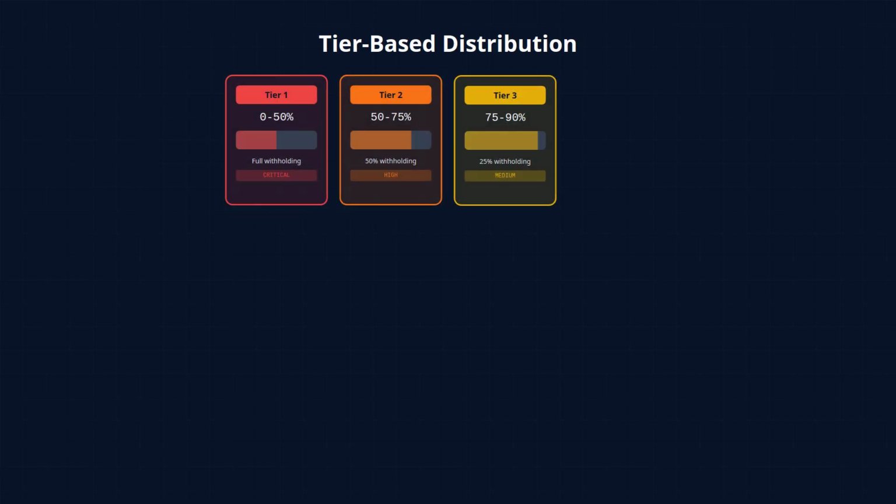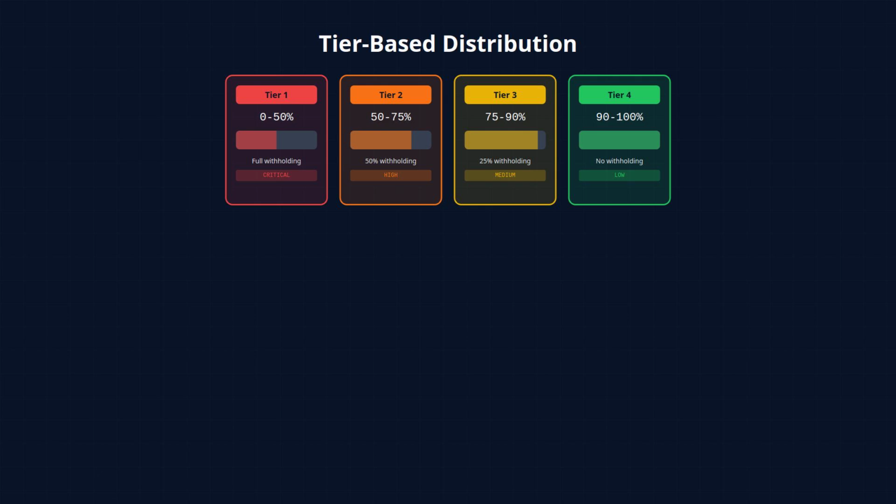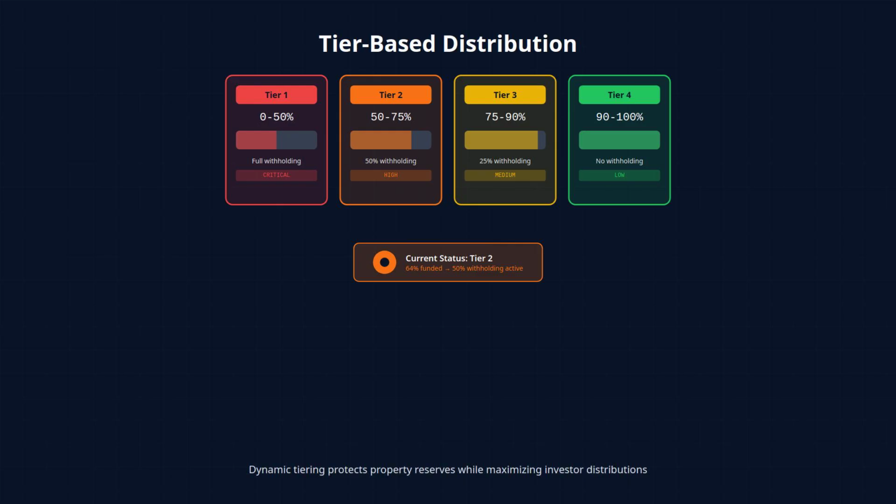Our tier system determines withholding rates based on reserve health. Tier 1, below 50% funded, triggers full withholding until reserves recover. Tier 2, at 50 to 75%, withholds 50%. Tier 3, at 75 to 90%, withholds 25%. And Tier 4, above 90%, passes all rent to distribution. This dynamic system balances protection with investor returns.